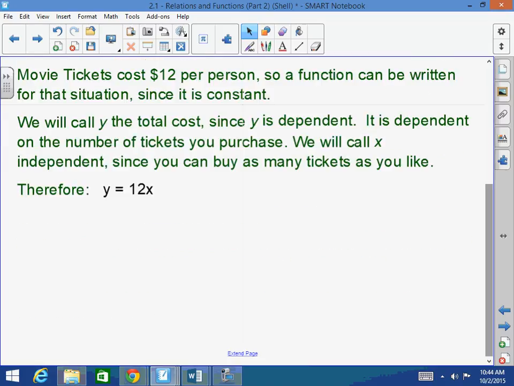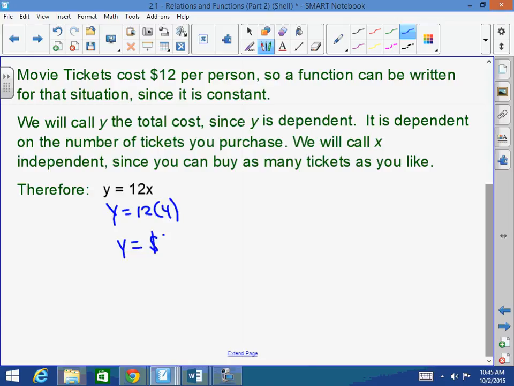So every time you go to the movie theater and buy, let's say, 4 tickets, the operator of the cash register hits a 4. What the cash register is doing is saying y equals 12 times 4. Then it spits out the price that you have to pay.